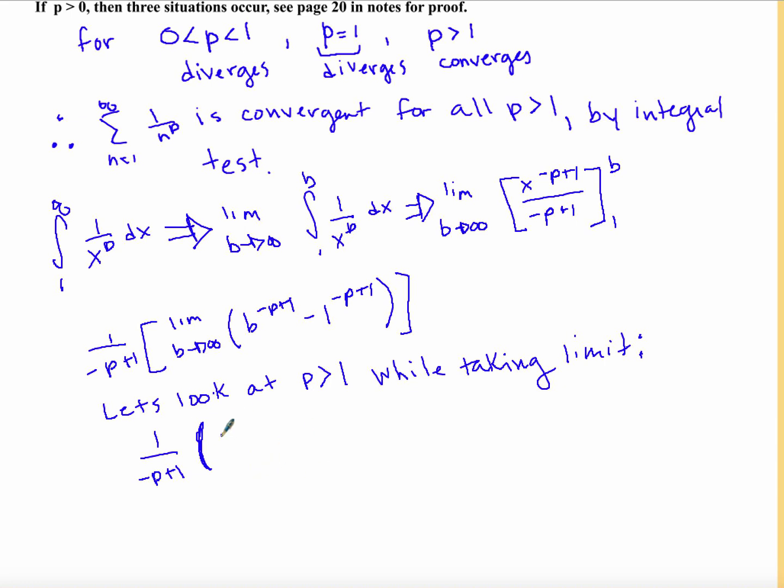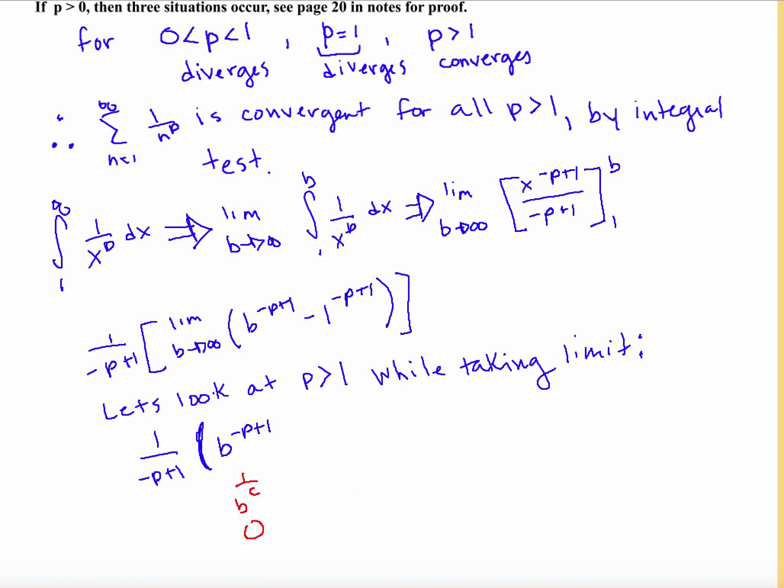Now, b to the negative p plus 1, this is interesting because it's kind of like 1 divided by b to some constant value, right? Because if p is greater than 1, like let's say it's 2, then negative 2 plus 1 is a negative 1. So it's just going to be something that's in the denominator, but when we move it to the denominator, that result up here is just some constant number. This limit is going to go to 0.